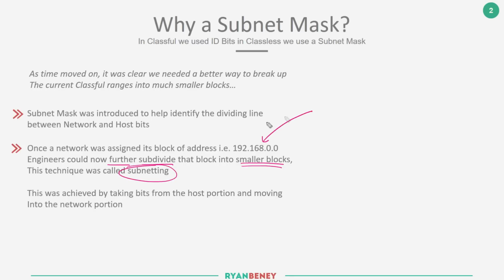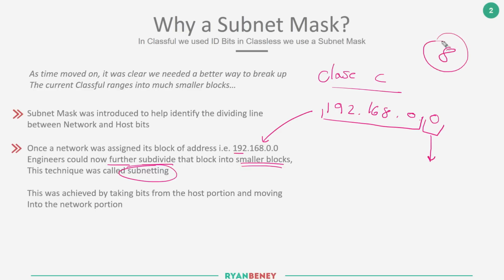Previously we said if you were given a 192, we know that this was going to be a class C. So previously we would say 192.168.0.0, this was the network portion and this was the host portion. Well, what engineers can actually do was take bits, because remember there's 8 bits inside this host portion, and move a bit into the network portion, allowing the engineer to have more networks but at the sacrifice of fewer hosts. And essentially this is the key idea around subnetting.